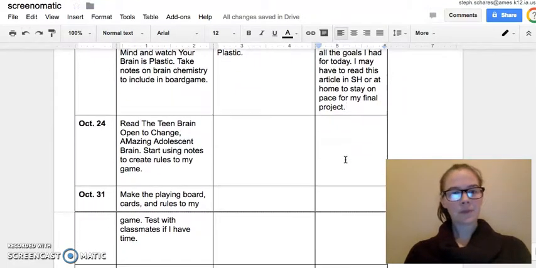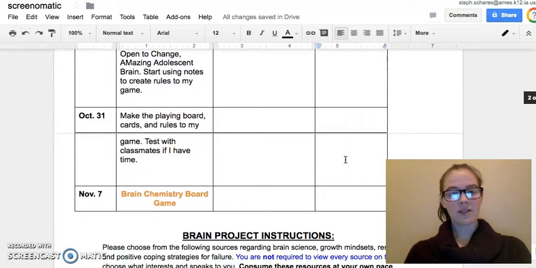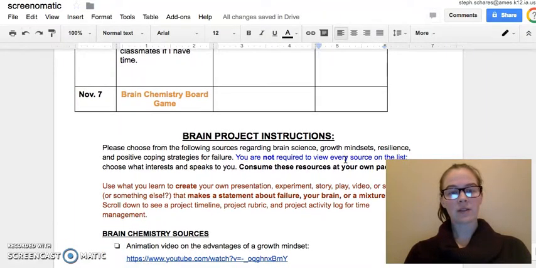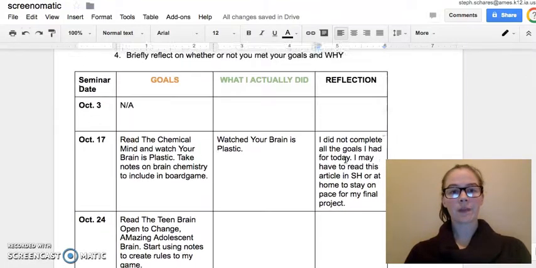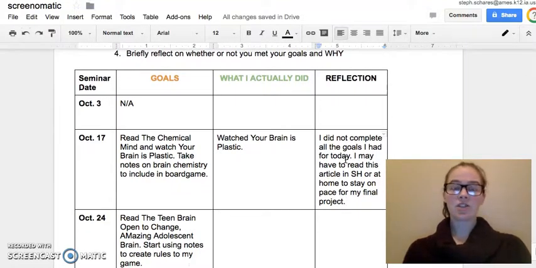Now, you can see how we want to fill out this chart. After you've filled out this chart, you may have the rest of the period to research. After you've filled out this chart, I'd also like you to submit it to me in Google Classroom.